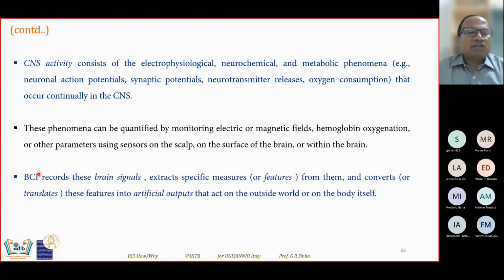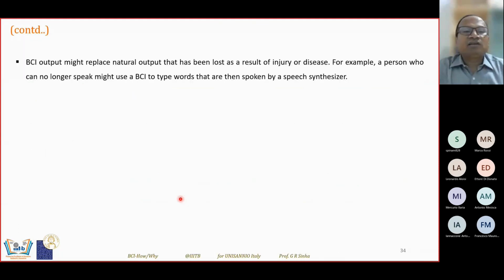So a BCI records the brain signals, then we extract the features we have already discussed, then we translate those features in terms of artificial output. The output may be either a command or some feedback signal. BCI output might replace natural output. Now I'm trying to explain the term replace, which was used there, if you remember. BCI output might replace natural output that has been lost as a result of injury or disease. So this is an important thing.